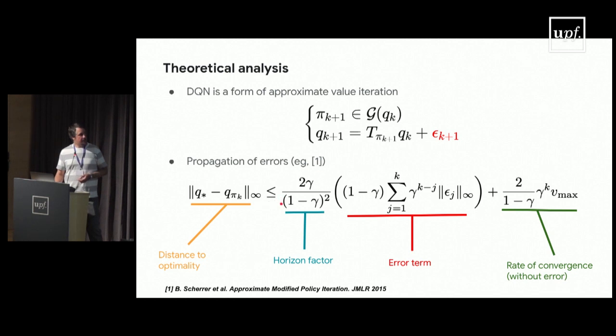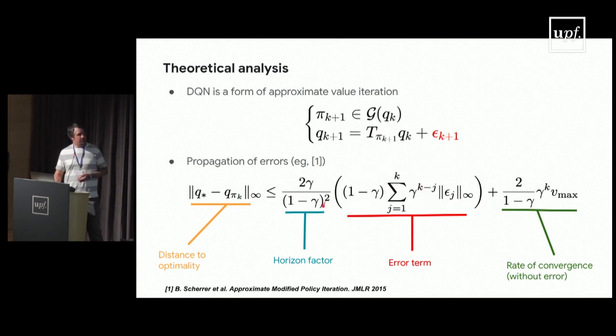And you will have three terms there. The last term is the rate of convergence. It's basically the rate of convergence of value iteration where you do no error. If you put the epsilon to zero, it's pure value iteration, and you have only this term remaining, and it will converge linearly. But if you do errors, you will have a first term.